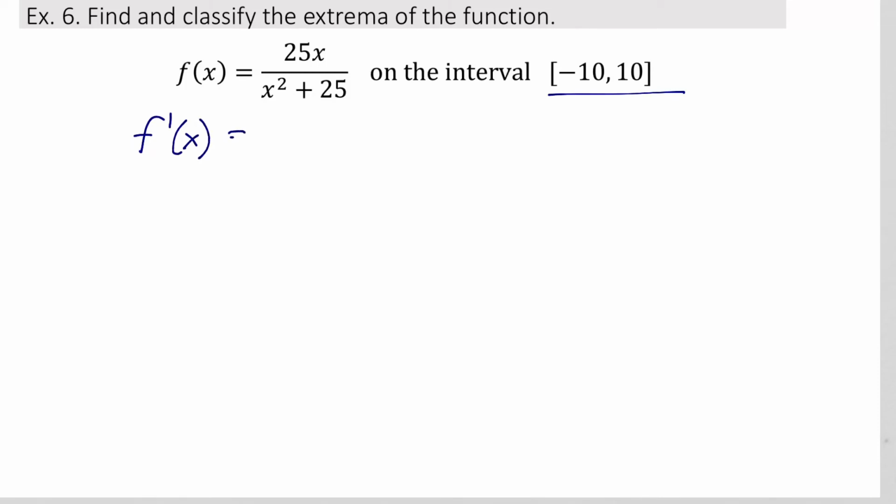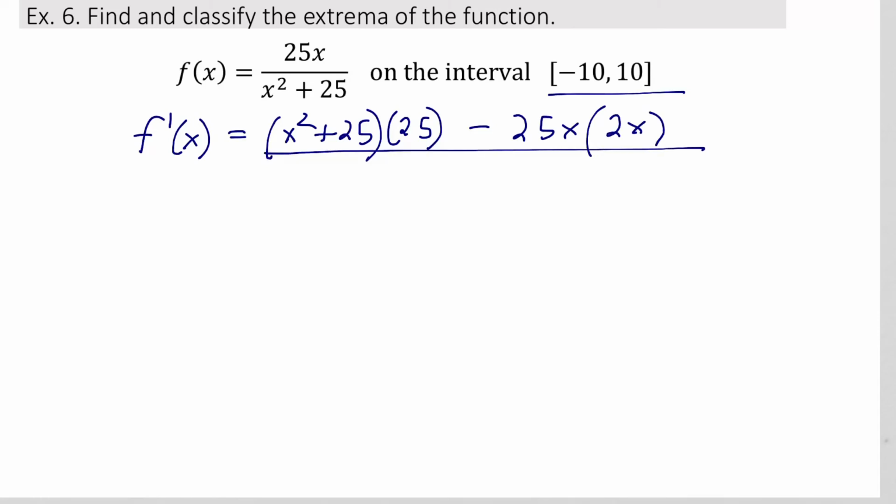Using the quotient rule, I've got the bottom times the derivative of the top minus the top times the derivative of the bottom divided by the bottom squared. And I'm going to set that equal to 0. So in order to figure out what x values cause this function to equal 0, I'm going to set the numerator equal to 0. So let's distribute.